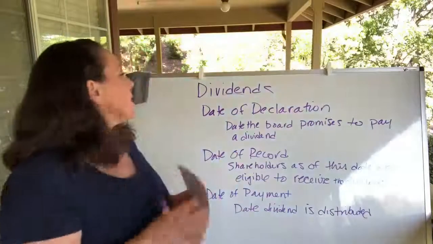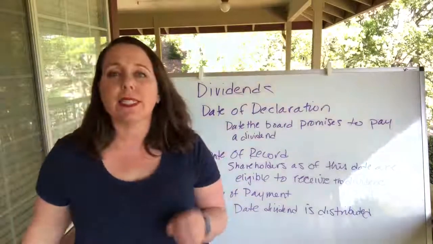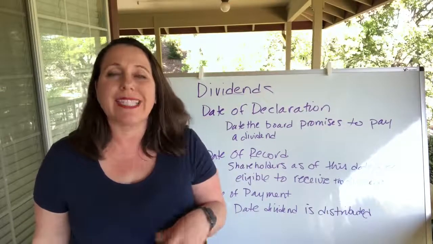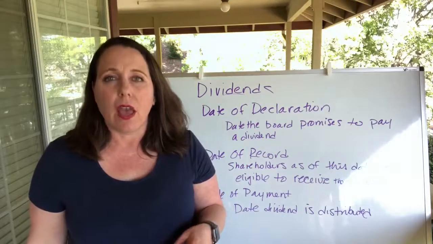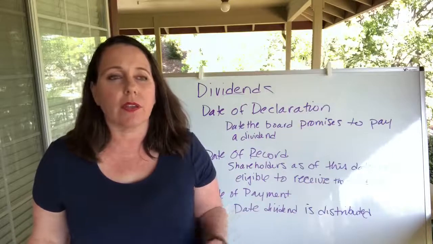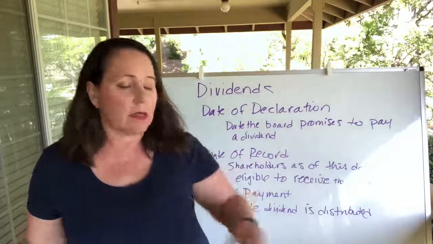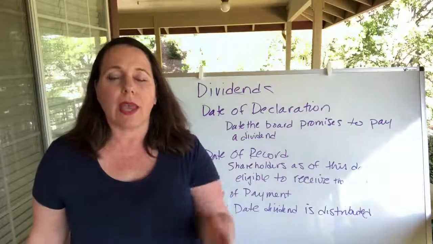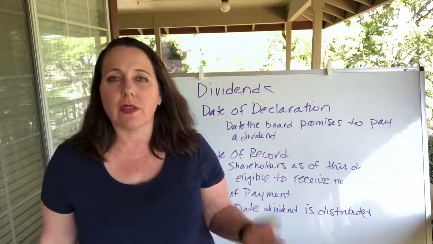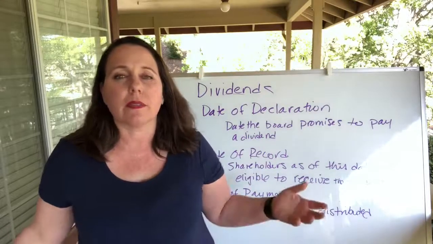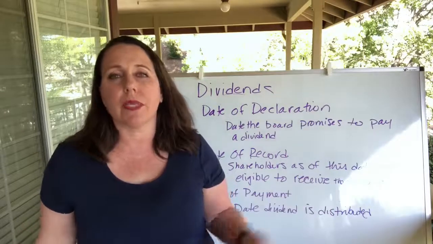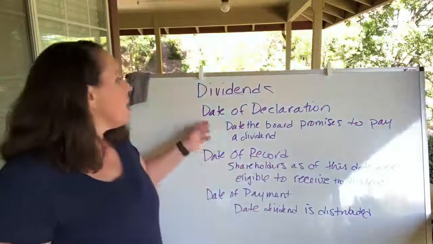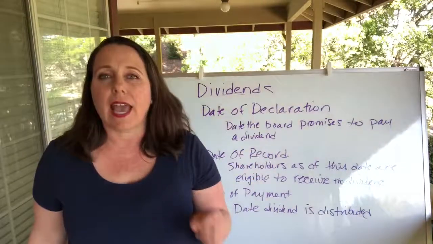Okay, the first is the date of declaration. This is the date that the board of directors votes to pay a dividend. They declare the dividend. So the board gets together and they're like, hey, today is April 15th and we are going to pay a dividend to our shareholders, and they figure out how much. Maybe it's 25 cents per share, maybe it's a total dividend of 100,000 to be divided amongst the shareholders, but that's the date that they actually declare it.